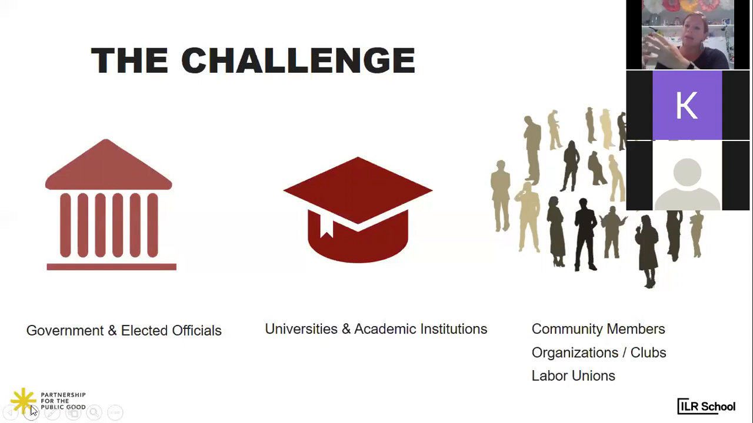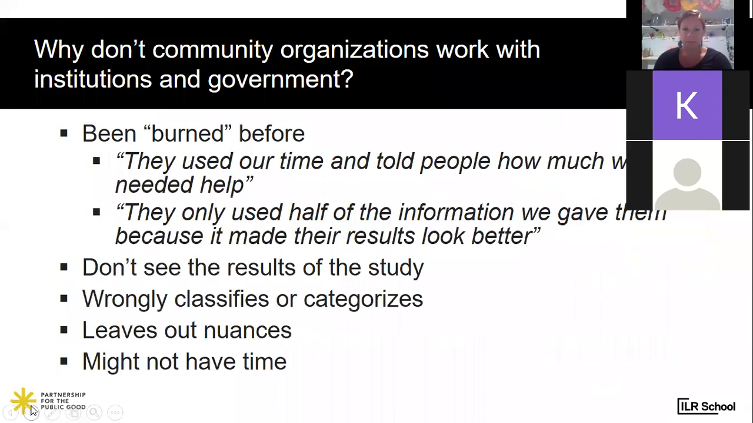And their timelines and their expectations and their systems and rules are often different than the previous two. So just thinking about, this is kind of a challenge that government experiences, universities experience, and communities experience as they're living and navigating in the world with sometimes these different operating systems and rules. So why don't community organizations always or often work with institutions or government?